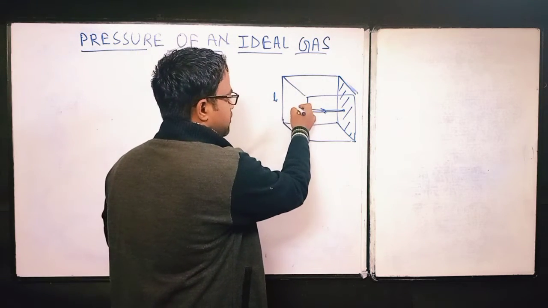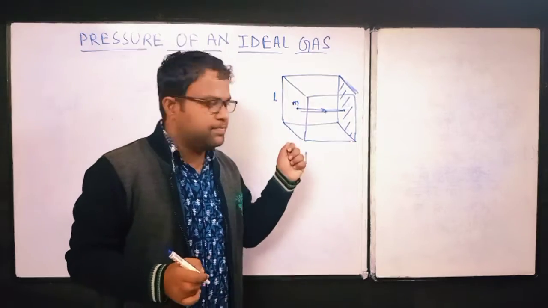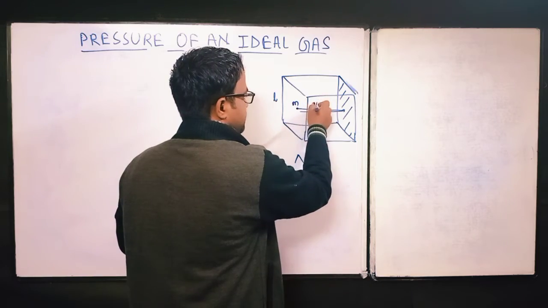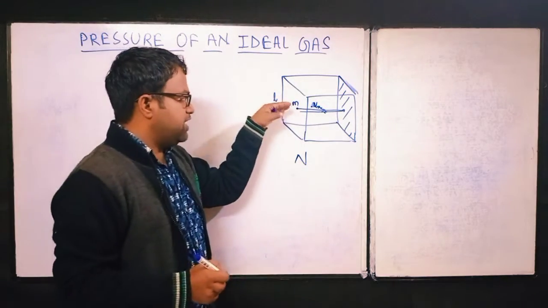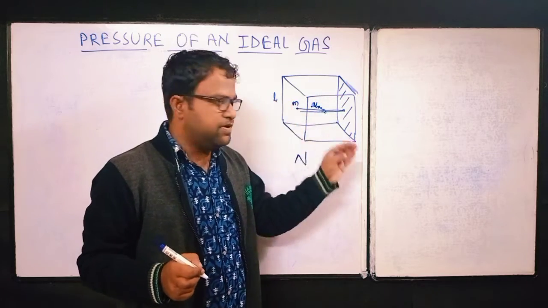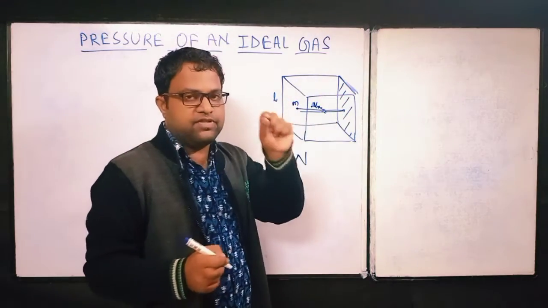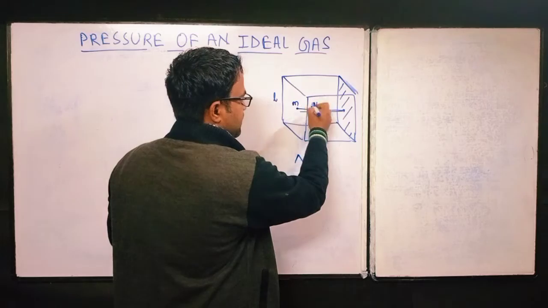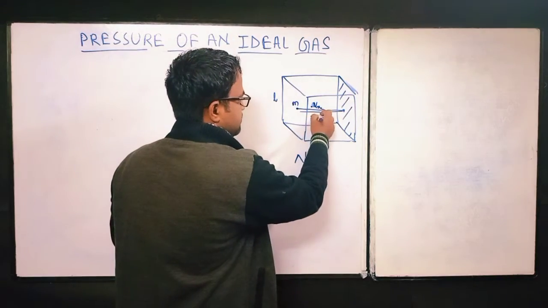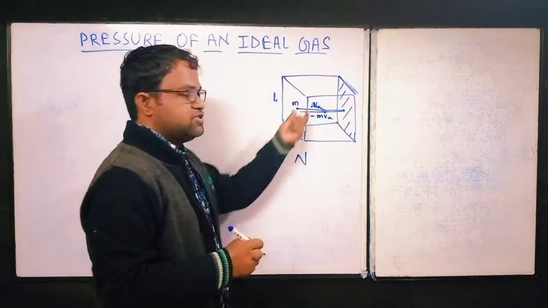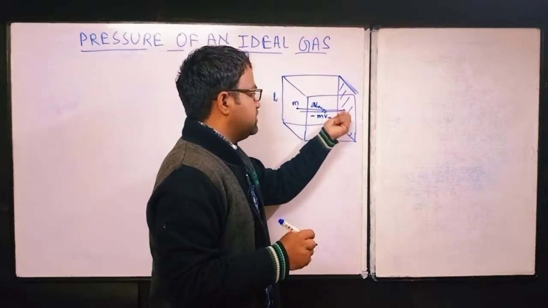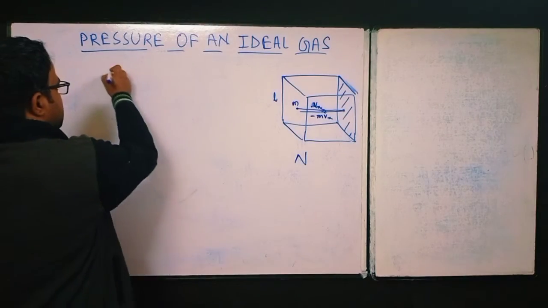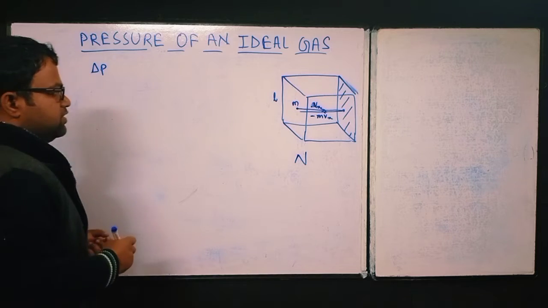Now see, if this molecule has mass, its molecular mass, let's say m, it is moving in, let's say, the x direction with a velocity, let's say vx. So it will have a momentum mvx. We know that momentum is mv, so mvx is the momentum of that single molecule, right? When it strikes the wall and comes back, its momentum is opposite in direction, minus mvx. So this is your final momentum, and this is your initial momentum. Now we'll calculate the change in momentum, how much momentum is imparted to the wall, delta p, right?